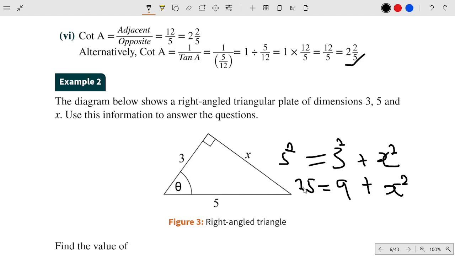Now we have 25 here, so we can decide to subtract 9 from both sides to get rid of this. So 25 minus 9 will give us 16 here. And this side minus 9, we're left with x squared.